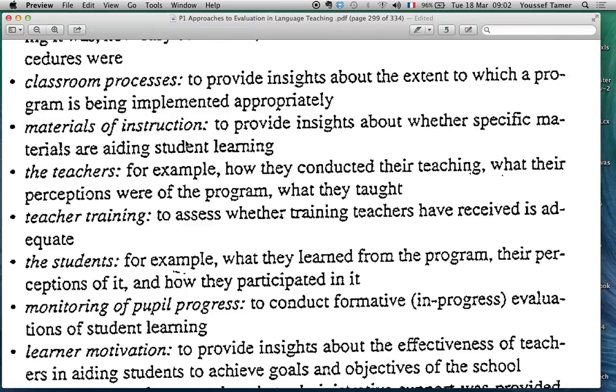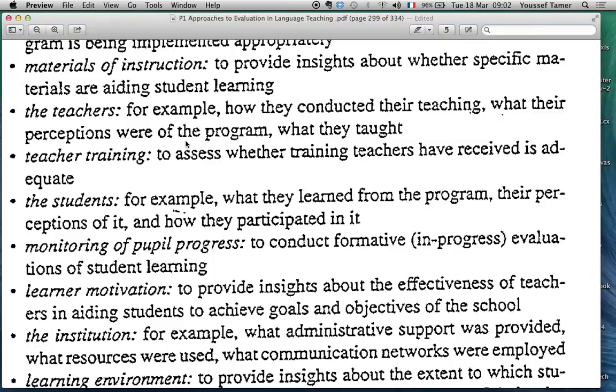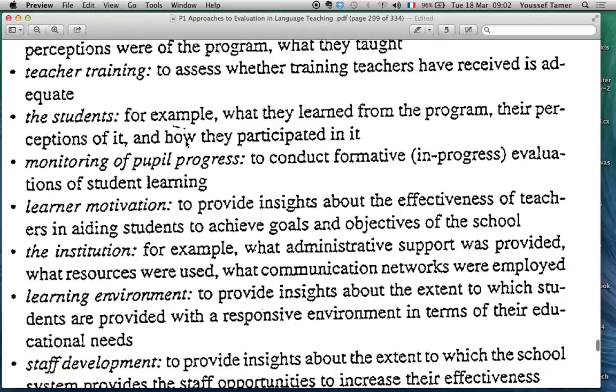So the teachers, for example, how they conducted their teaching, what their perceptions were of the program, what they taught. So you always have to go to the teachers. What do you think? Suitable level, not suitable, relevant to the students' needs, not relevant. Also the implementation, the teaching styles and methodology. Was it appropriate for the students, not appropriate? Were the students satisfied with the teacher, not satisfied? Okay? So teacher training. Another focus of program evaluation could be the teacher training, to assess whether the training teachers have received is adequate. So this is also another focus of evaluation.